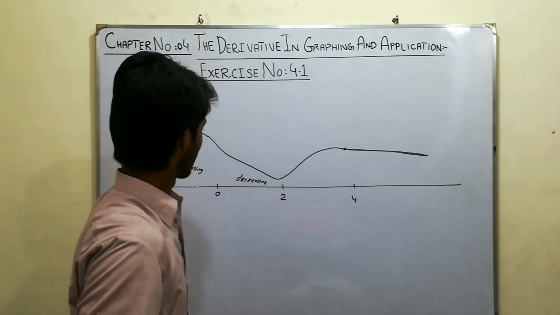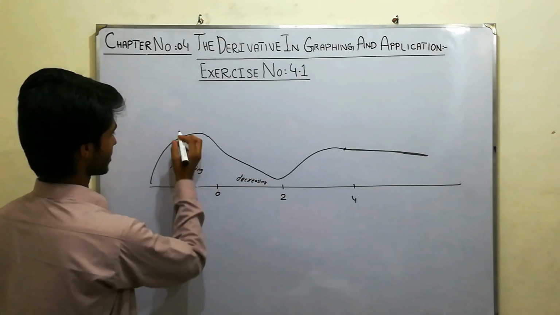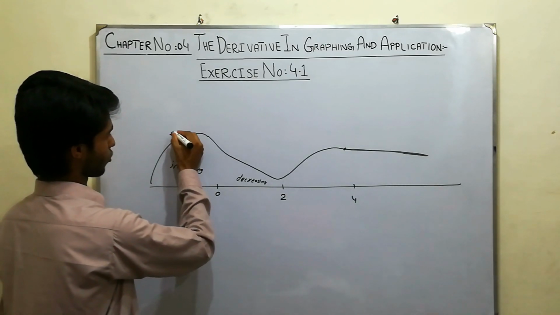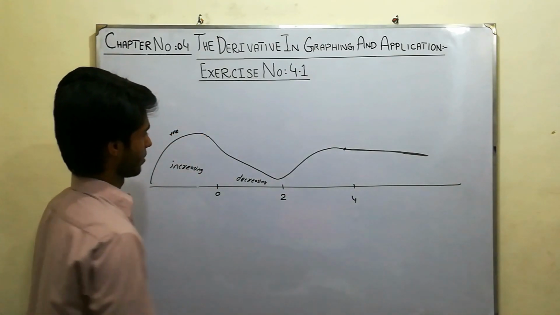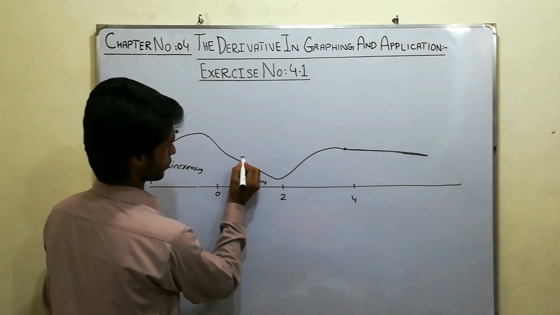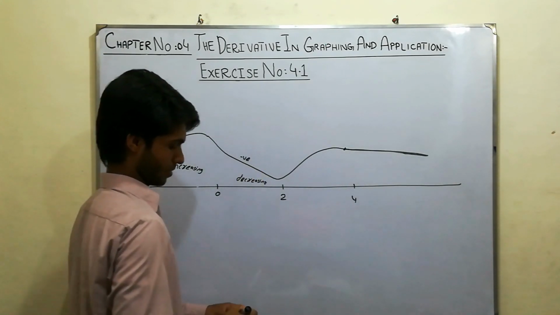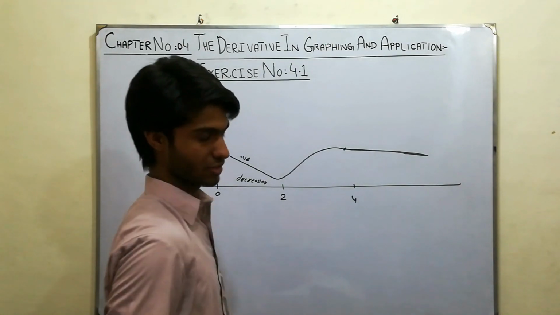One thing more: if a function is increasing, we have a positive slope, and if a function is decreasing, we have a negative slope, and a constant function has zero slope.